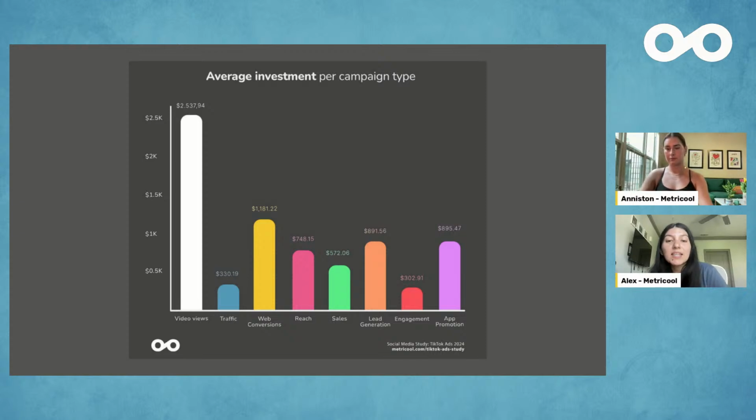It's also interesting to see that app promotion here is a lot higher because, even though fewer app promotion campaigns are being put out onto TikTok, they're still pretty expensive. People are investing a lot more in them, even though there are fewer of those types of ads on the platform. Which was similar in Facebook ads. There weren't a ton of app promotion campaigns run, but they had high investments per single campaign.